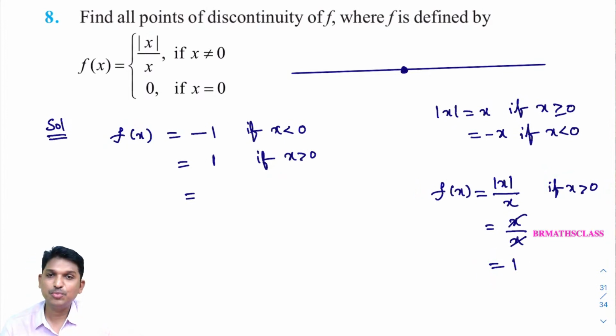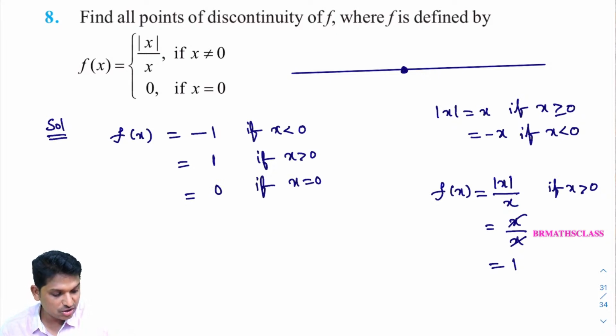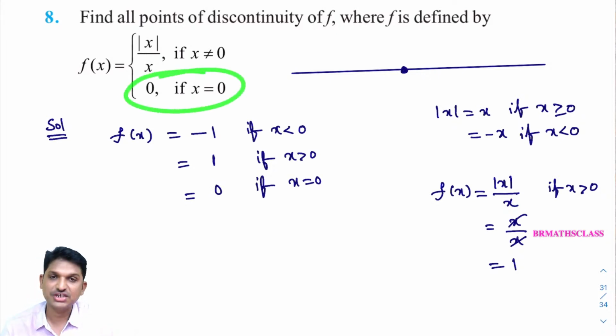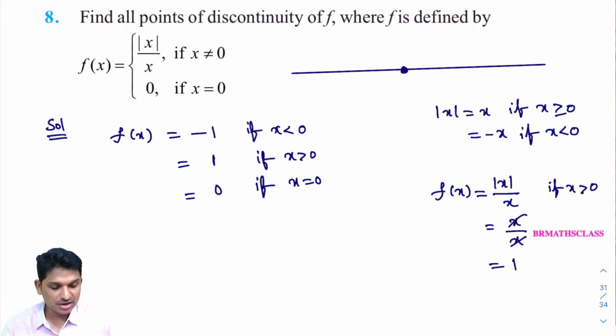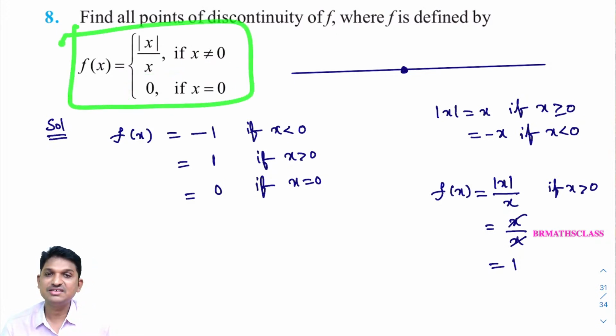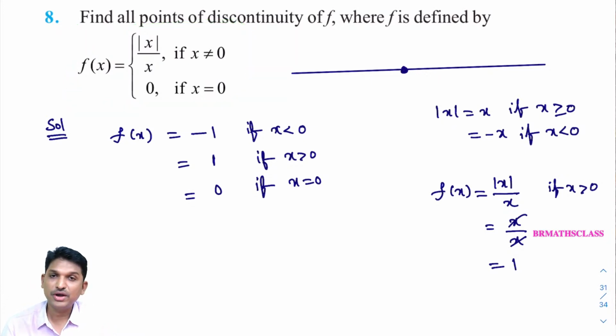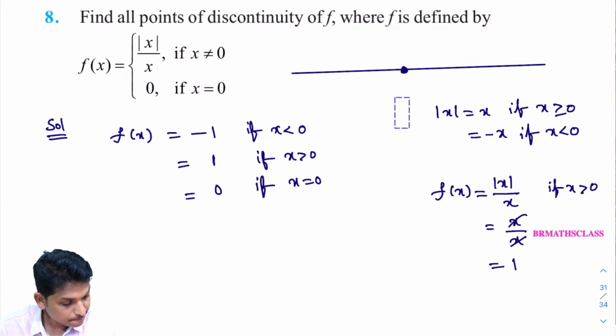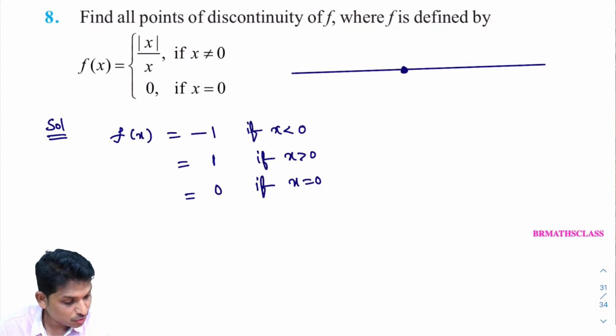Writing this part is important, and the function is 0 when x equal to 0. This is already given in the question. This is the important part. In the given function, modulus x is there. That's why I rewrote these things to get this. No need of these things, we'll remove.